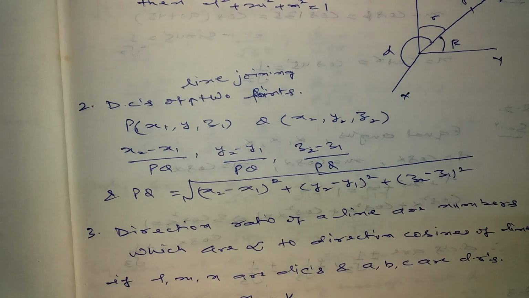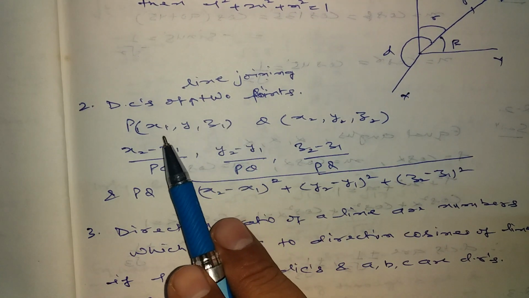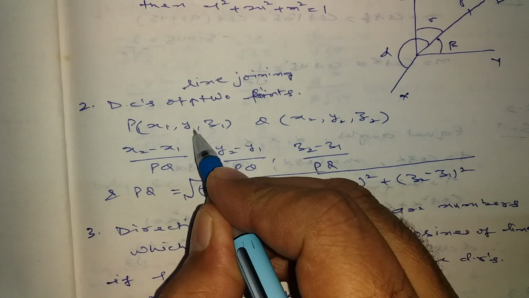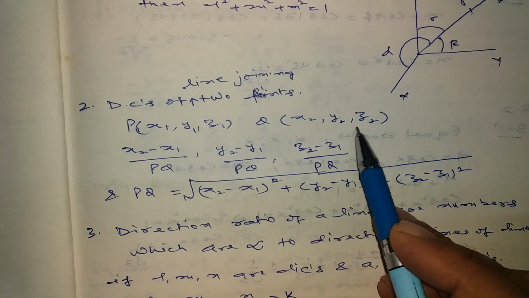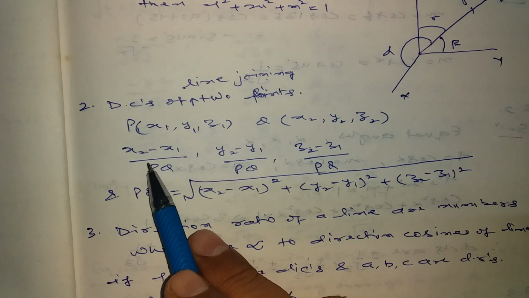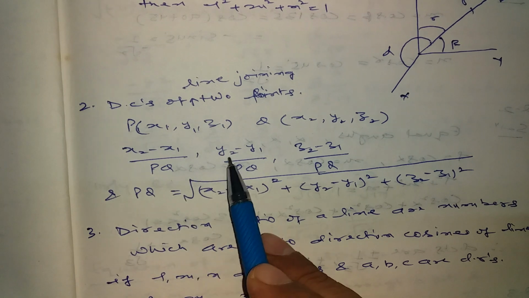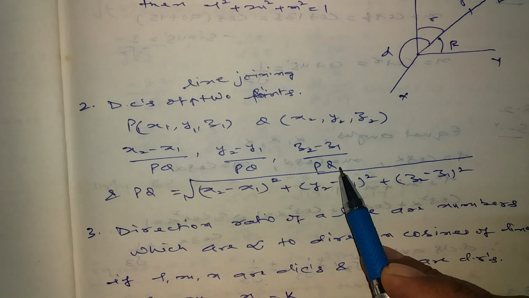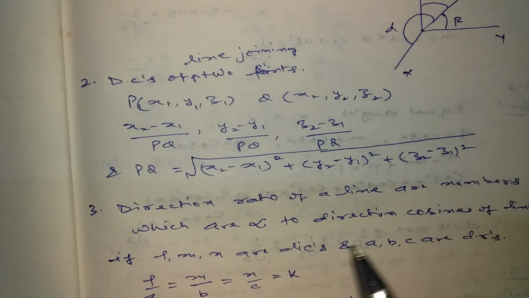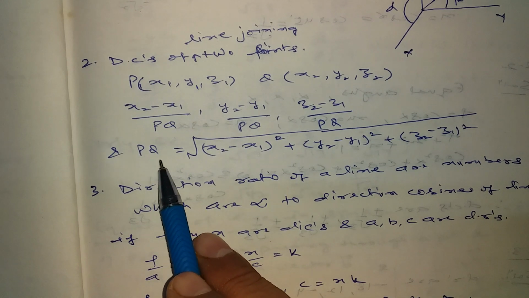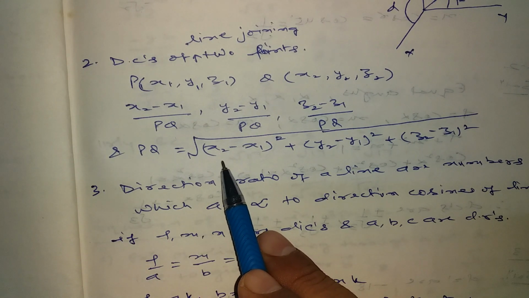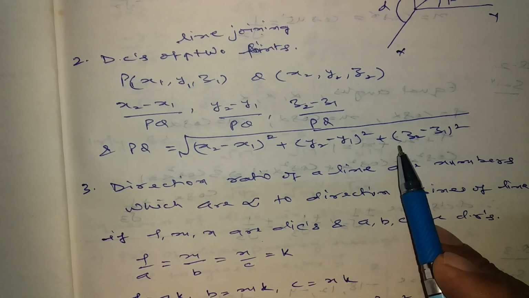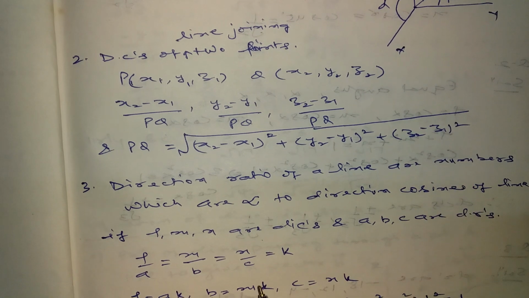Direction cosines of a line joining two points. Suppose we have two points P (x1, y1, z1) and Q (x2, y2, z2), then (x2 minus x1) upon PQ, (y2 minus y1) upon PQ, (z2 minus z1) upon PQ are the direction cosines. Here PQ is the distance, that is the square root of (x2 minus x1) whole square plus (y2 minus y1) whole square plus (z2 minus z1) whole square.